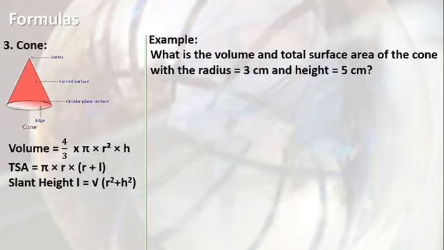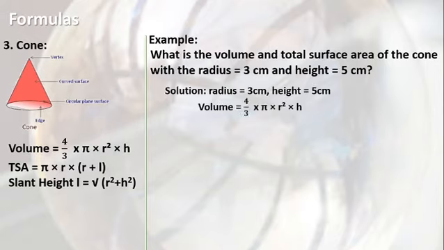So we have the radius, which is 3 centimeters, and the height, which is 5 centimeters. Now we have to find the volume. Volume is 4 over 3 times pi times r squared times h. So we insert values. 4 over 3 times pi times r is 3, so we have 3 squared times h is 5. We'll put that, and if we perform our multiplications and division, our answer would be 189 centimeter cube. And then next we want to find the total surface area.